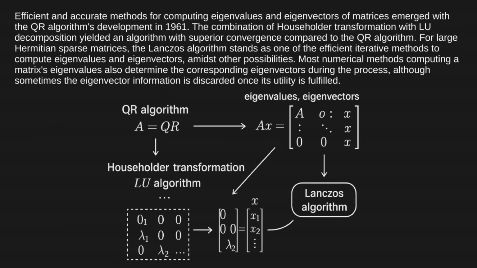Efficient and accurate methods for computing eigenvalues and eigenvectors of matrices emerged with the QR algorithm's development in 1961. The combination of Householder transformation with LU decomposition yielded an algorithm with superior convergence compared to the QR algorithm. For large Hermitian sparse matrices, the Lanczos algorithm stands as one of the efficient iterative methods to compute eigenvalues and eigenvectors, amidst other possibilities. Most numerical methods computing a matrix's eigenvalues also determine the corresponding eigenvectors during the process, although sometimes the eigenvector information is discarded once its utility is fulfilled.